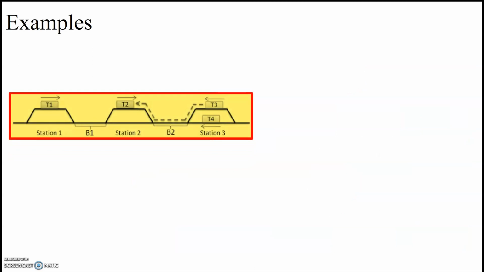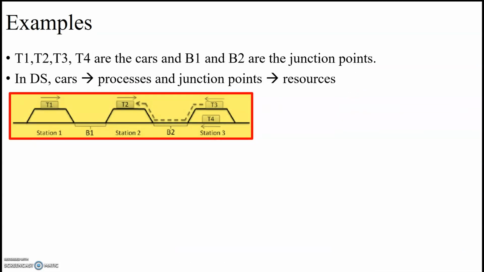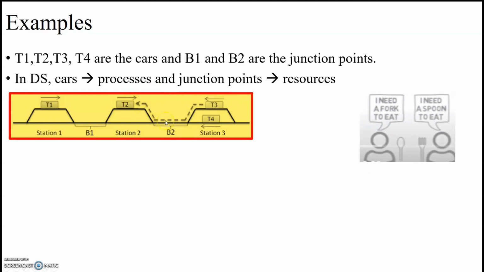So let us consider this example. Here T1, T2, T3, T4 are the cars, we can say, and B1 and B2 are the junction points. If you just consider T2 and T3, T2 is moving in this direction and T3 is moving in this direction. At some point of time, both the cars will come in front of each other, and unless one moves backwards, the other cannot go in the forward direction. So here the cars are the processes and the junction points are the resources.